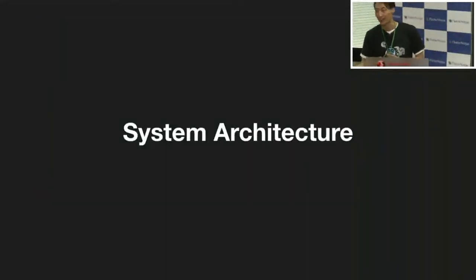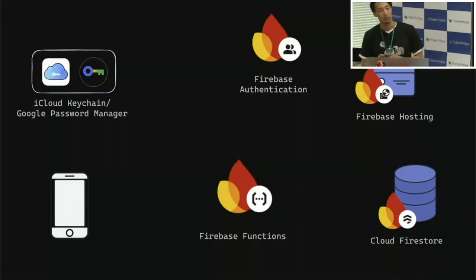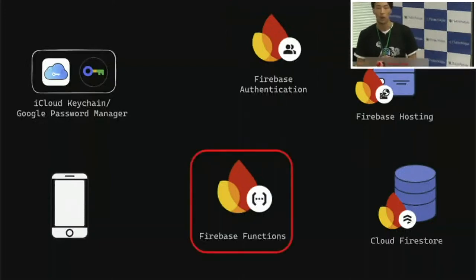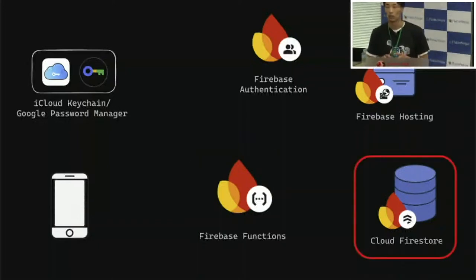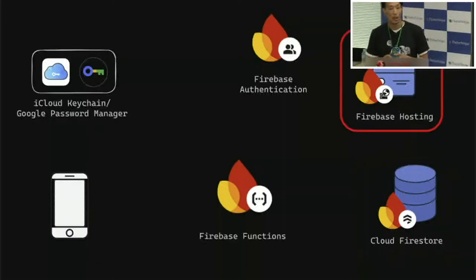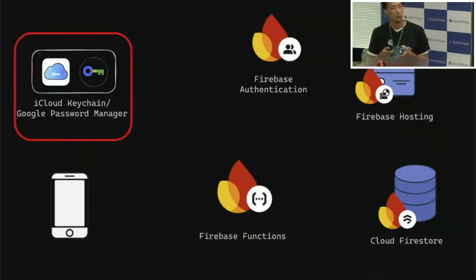So this will be the system architecture for the sample app. We'll be maintaining the user with Firebase Authentication, placing the backend logic on Firebase Functions, using Cloud Firestore as a database, and hosting association files on Firebase Hosting. And not to mention, we will have the password managers like iCloud Keychain and Google Password Manager to store our secret key.